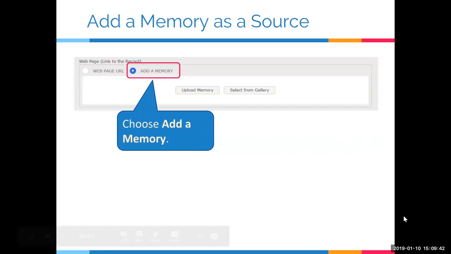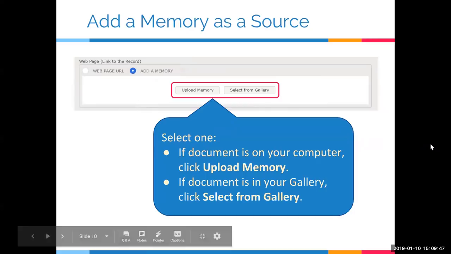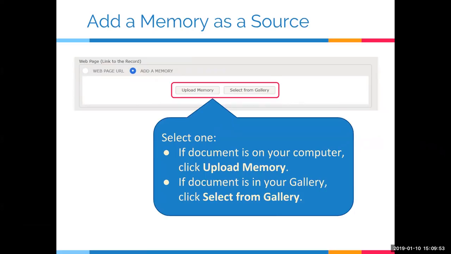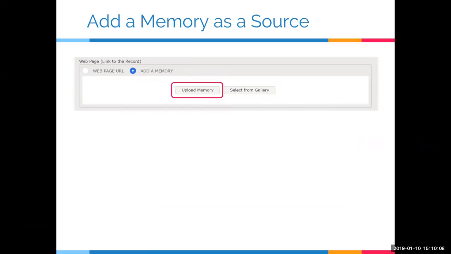So we click add a memory, and then we get these two options here, which are to upload the memory or to select it from the gallery. So how do you tell which one you want to do? Well, if the document's on your computer, then you click upload memory. But if you've already added it to your gallery in FamilySearch, then you would choose select from gallery. For this example, the digital image is on my hard drive, and so we're going to choose upload memory.